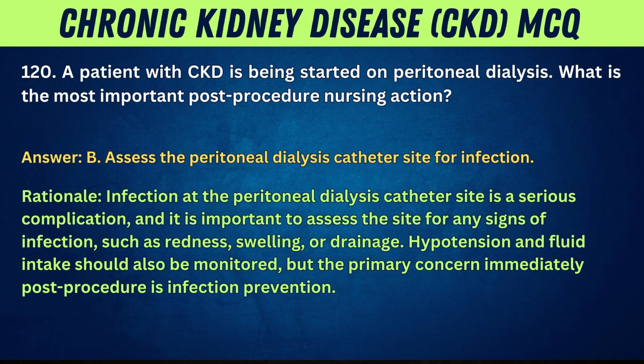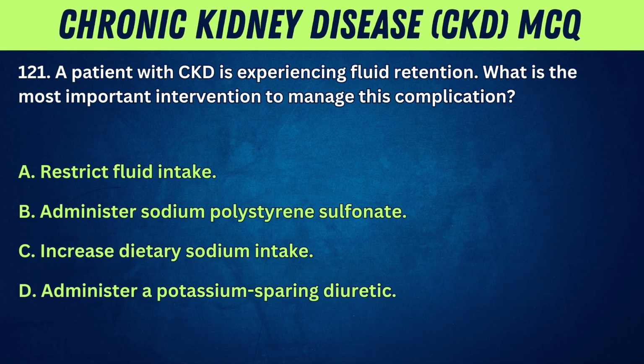Assess the peritoneal dialysis catheter site for infection. Rationale: infection at the peritoneal dialysis catheter site is a serious complication, and it is important to assess the site for any signs of infection, such as redness, swelling, or drainage. Hypotension and fluid intake should also be monitored, but the primary concern immediately post-procedure is infection prevention.